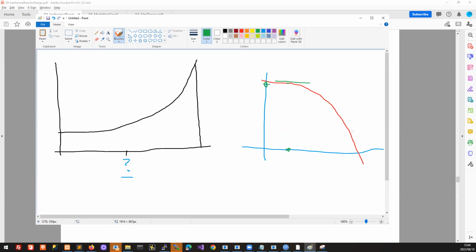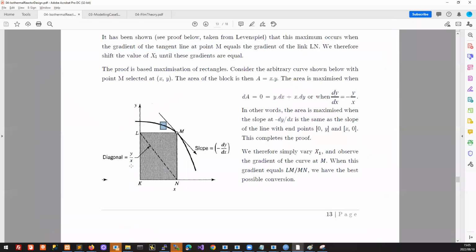And then if I take a point here, for example, and I look at the value of y here divided by the value of x there, and I compare that with the slope, then you see, okay, that's not equal either. But there will be a point somewhere in between where this gradient is equal to this ratio of y divided by x. And at that point, you will get the maximum area. So that's where you can maximize the area.